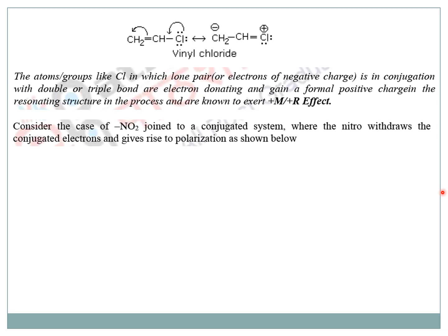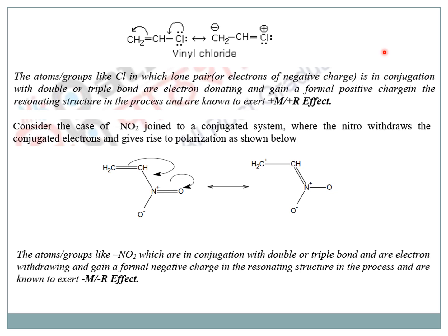Now we consider the nitro group conjugated system. Here we see that oxygen is more electronegative than nitrogen. So oxygen withdraws electrons and nitrogen has a positive charge. So it withdraws electrons from the pi electrons, and therefore there is a positive charge on the carbon atom, whereas oxygen gets a negative charge. So here the nitrogen atom withdraws electrons from the carbon atom, and this type of effect is known as the minus M or minus R effect.